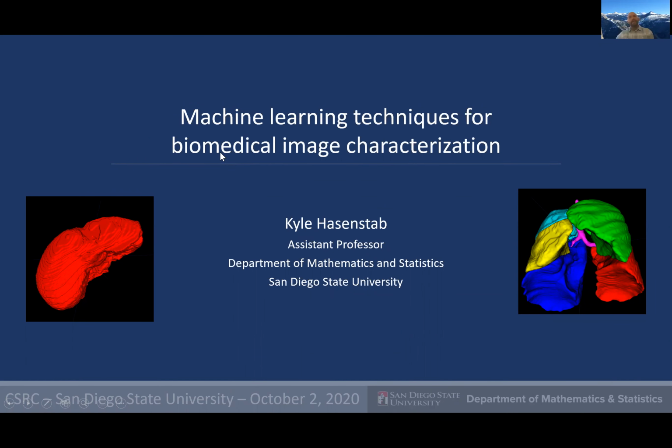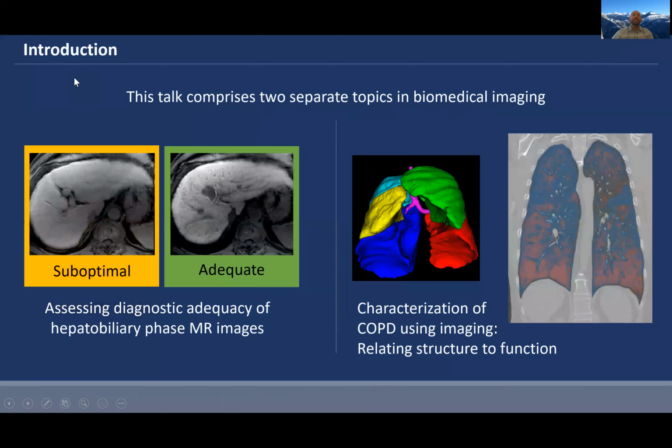Okay, so today I'm going to talk to you about some machine learning techniques for biomedical image characterization. And I apologize for the title. I know it seems like I'm going to do a survey of methodology, but in reality, I'm just covering a couple of the projects that I've been working on over the past year or two. So this talk comprises two separate topics within biomedical imaging. The first relates to liver imaging. So we're going to assess the diagnostic adequacy of a certain type of liver image called a hepatobiliary phase image within the modality of MRI, or magnetic resonance imaging.